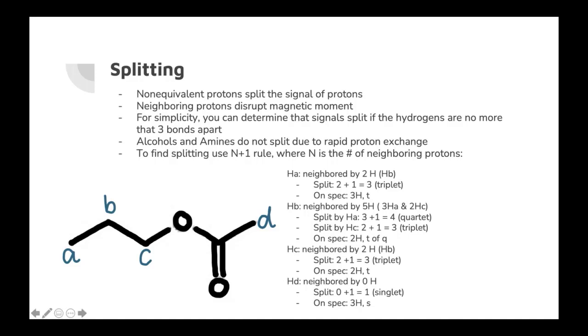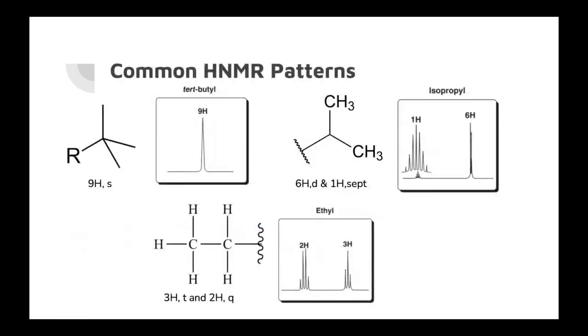And then lastly, for D, the carbon double bond with the O here is not going to have a hydrogen. So it would be neighbored by 0 hydrogens. So you would end up with a singlet on the spectrum. So these are some of the common HNMR patterns that might show up.